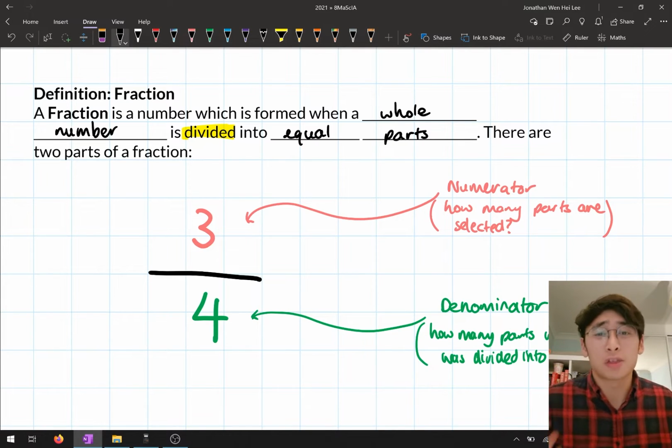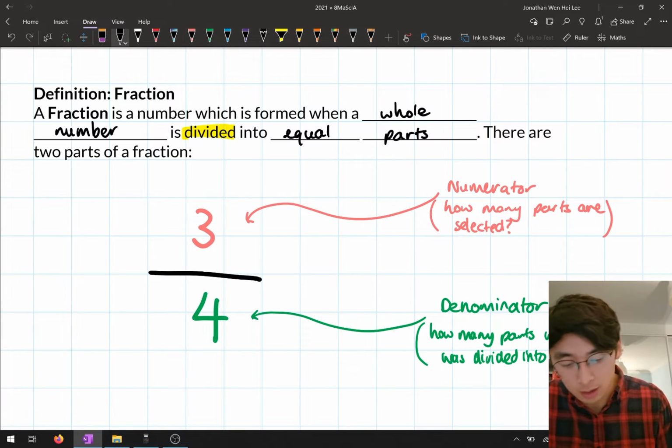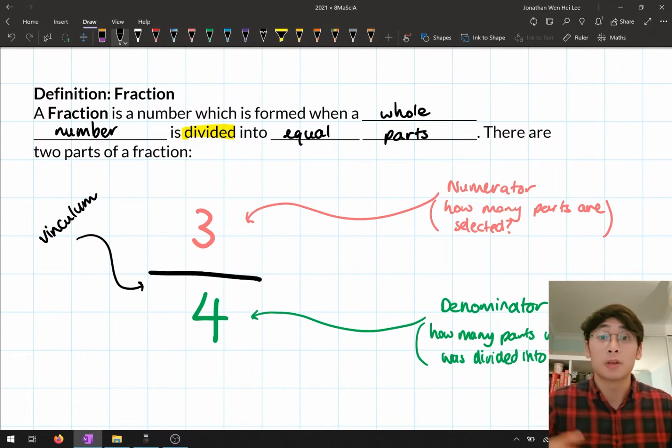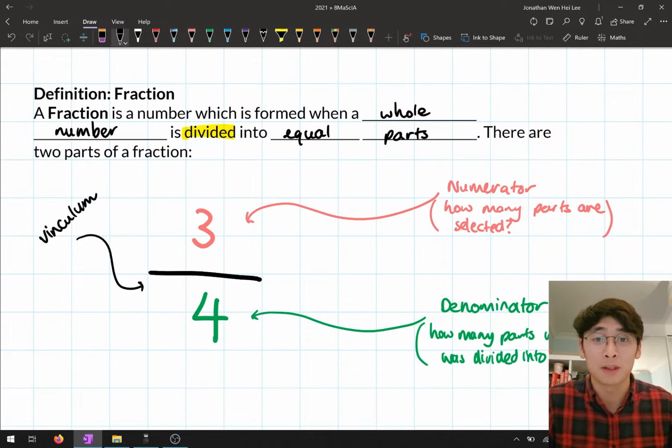Now, there's a third part of our fraction, which is this line in the middle. I think I also mentioned this last term, but this line in the middle has a special name. It doesn't have any meaning attached to it, but it's called a vinculum. That's just a fun bit of trivia. If you ever want to ask someone, what do you call the line in the middle of a fraction? It's called a vinculum.